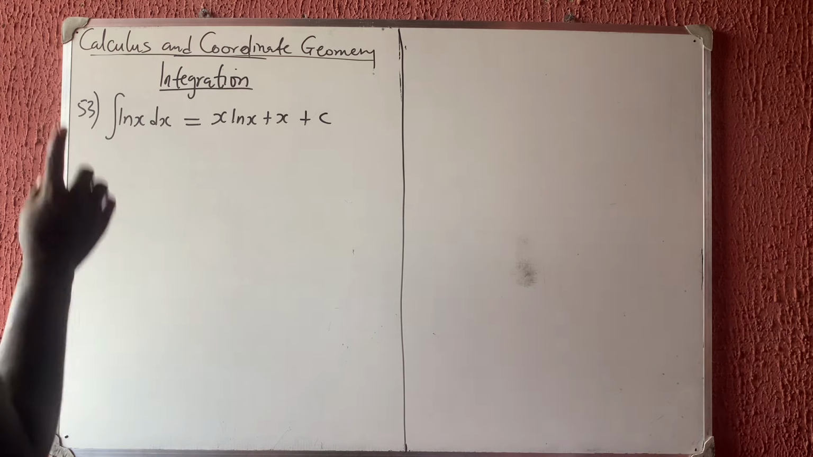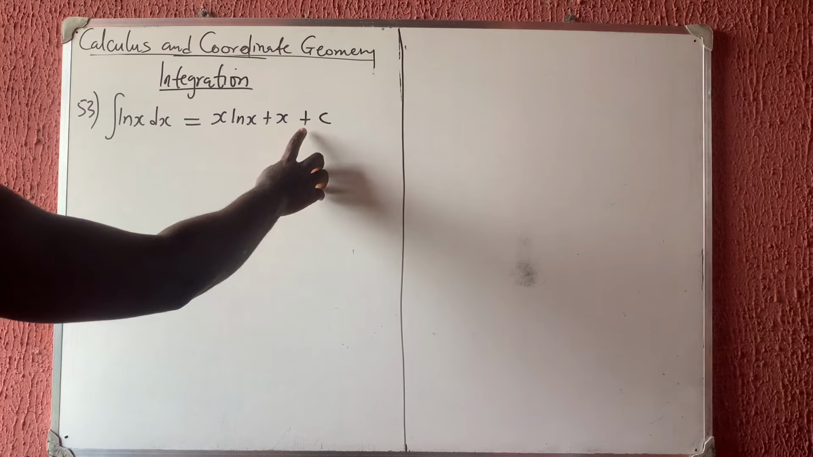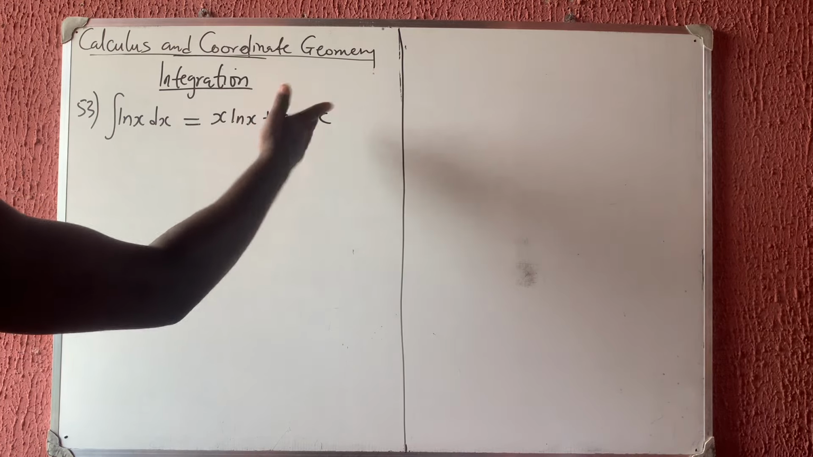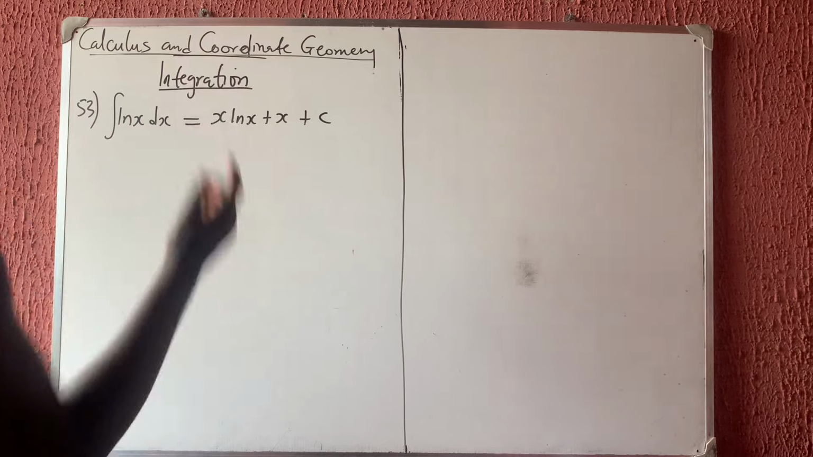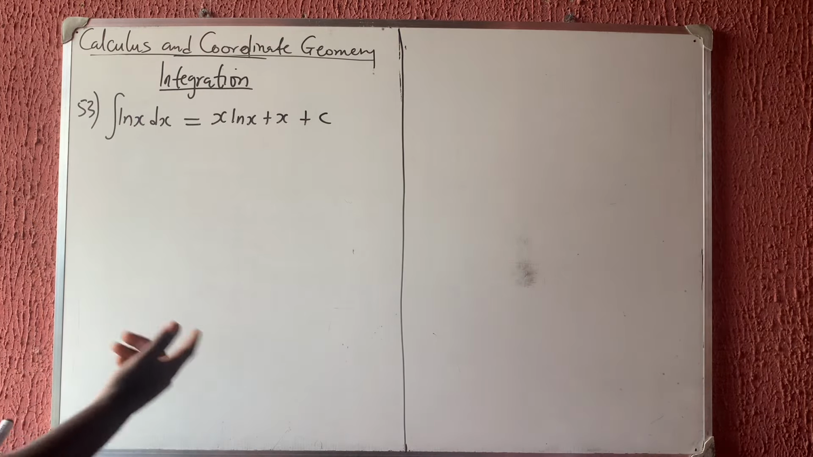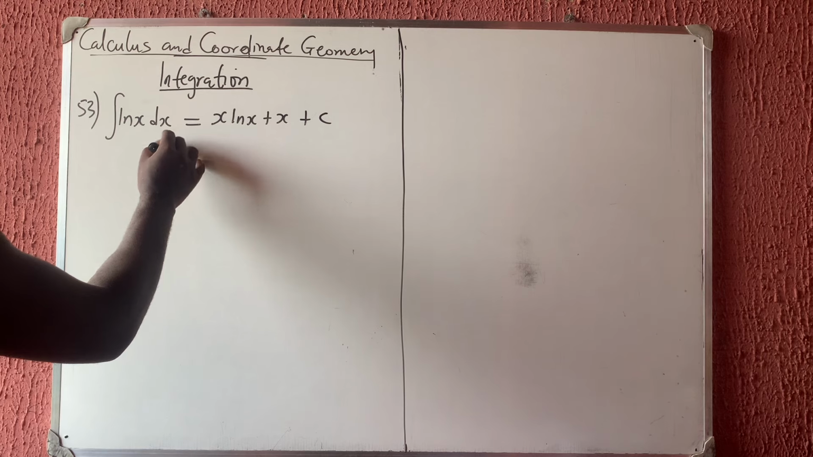x ln x, then plus another x, sorry. x ln x plus x. Then you know that this plus a constant must always be there in every integration. So just know that it is what? x ln x plus x. So let us see how this is equal to the solution.